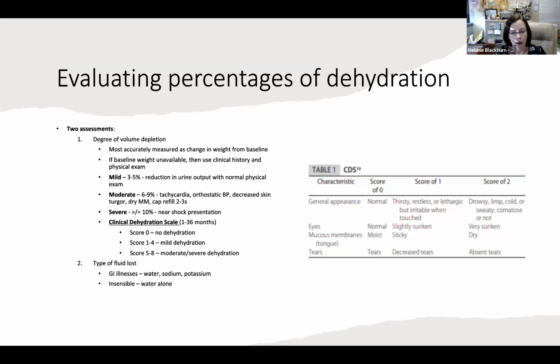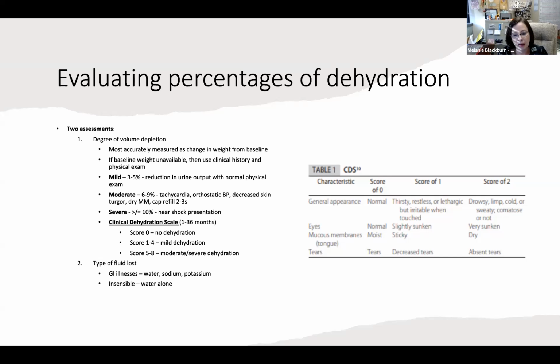sure you assess with your clinical exam findings. There's a good article that talks about the clinical dehydration scale. So this is a scale that can be helpful and has been validated for use in patients that are 1 to 36 months of age.